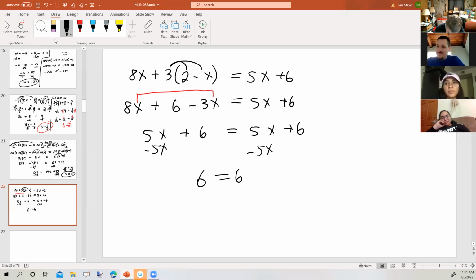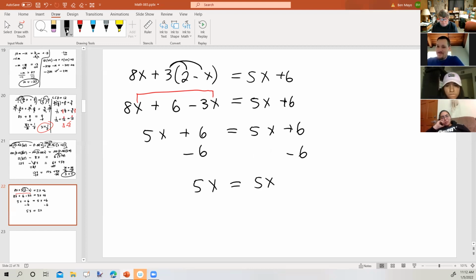Well, let's go back and try a slightly different approach, okay? Just to try and convince you of something. What if I subtract 6 from both sides? I'd get that, wouldn't I? Right? What if I divided both sides by 5? I'd get that, right? x equals x. Well, if x equals x, what could x be that would make this a true statement? Could x be 714? No, it'd be 1.